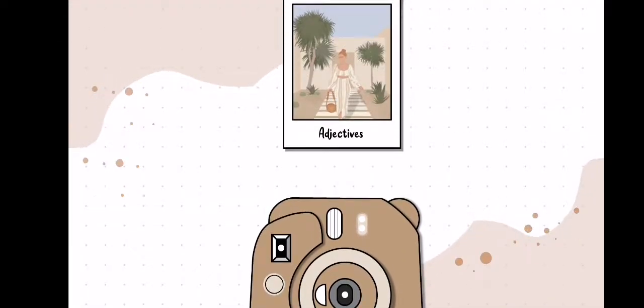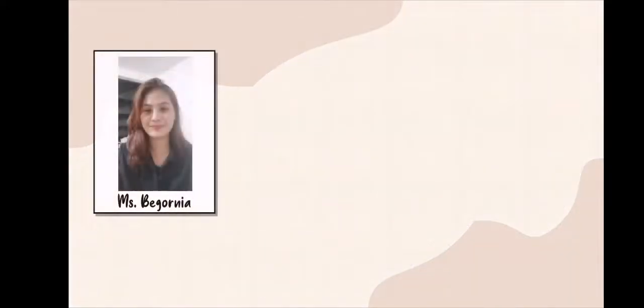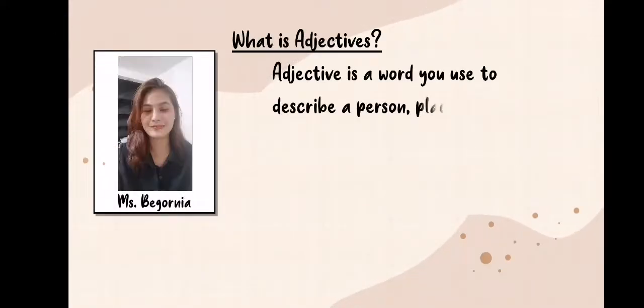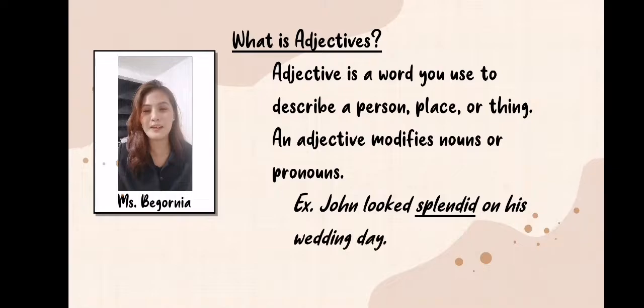The next one is the adjectives. So our next topic is an adjective. So what is an adjective? An adjective is a word you use to describe a person, place, or thing. An adjective also modifies a noun and a pronoun in a sentence.